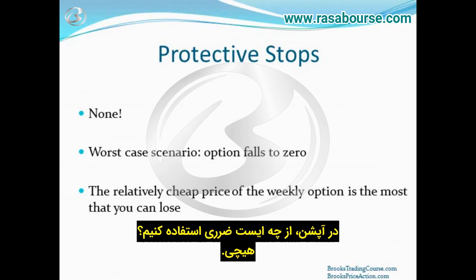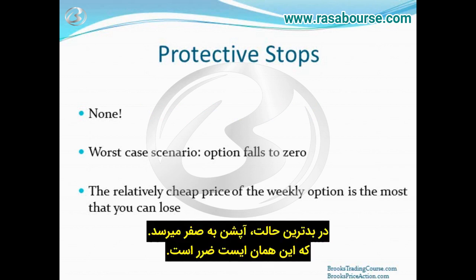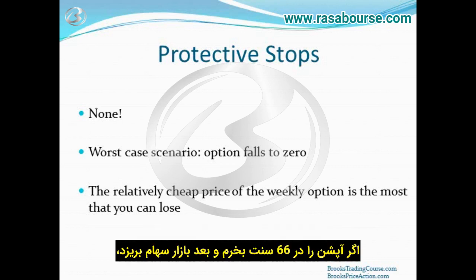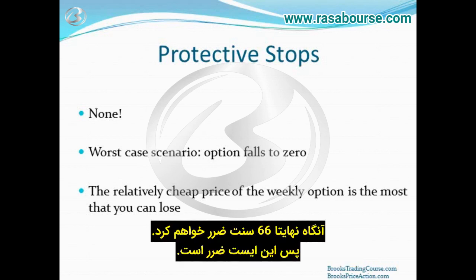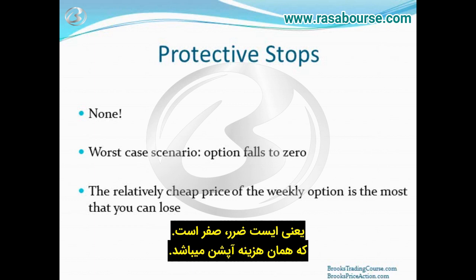And what kind of protective stops do I use with my options? None. The worst case is the option falls to zero. That is my stop. If I buy an option for 60 cents and the stock market crashes, okay, the most I lose is 60 cents. So that is my stop. My stop is zero, is the cost of the option.